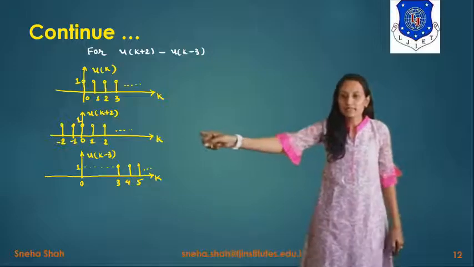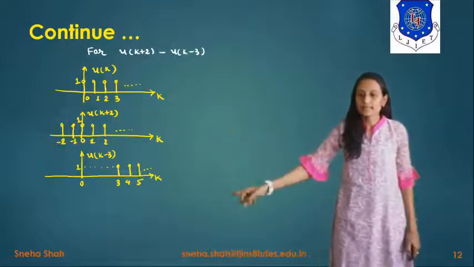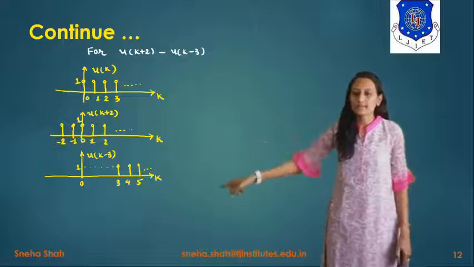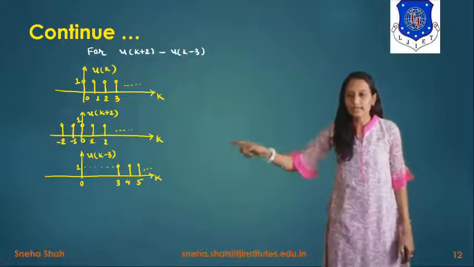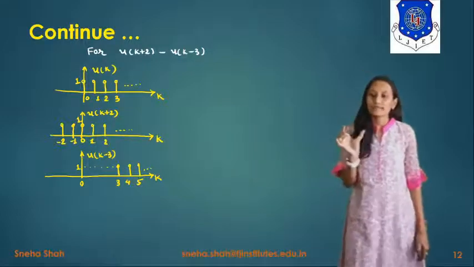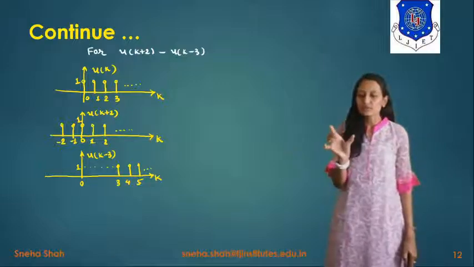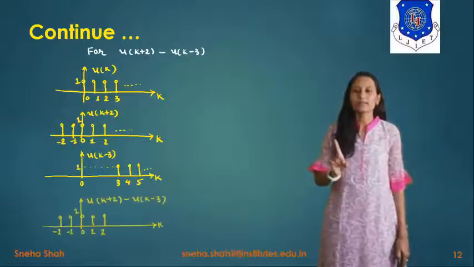Now if we subtract these two terms, this term minus this term, 1 minus 0 means 1 and 1 minus 1 means 0. So only for the range of minus 2 to 2, its value will be 1.